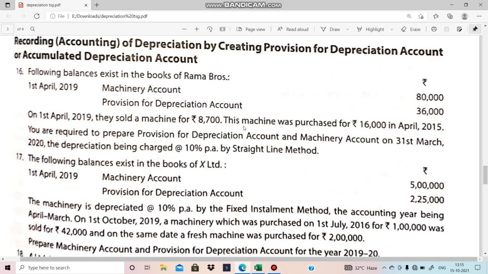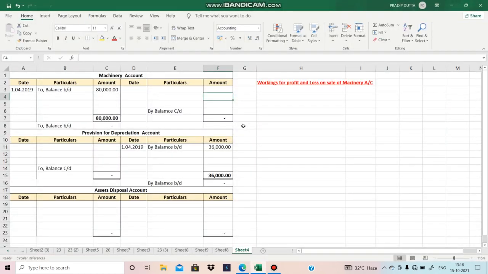Now you see the additional information. On 1st April 2019, they sold a machine for 8,700. This machine was actually purchased for 16,000 in April 2015. That means we bought such a machine in the month of April 2015 for 16,000. Now it's sold on 1st April 2019 for 8,700. You are required to prepare the provision for depreciation account and machinery account as of 31st March 2020. The rate of depreciation is 10%. Nothing is mentioned about the asset disposal account, but voluntarily we have prepared an asset disposal account.